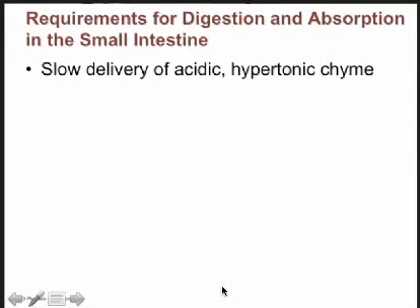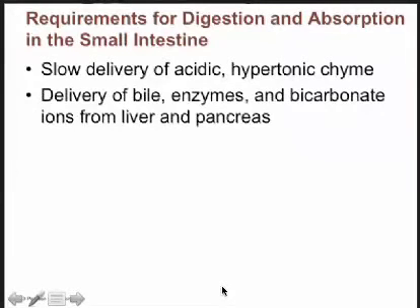Slow delivery of acidic hypertonic chyme and delivery of bile, enzymes, and bicarbonate ions from the liver and pancreas are then mixed in the duodenum, remember, as a result of the plicae circularis, which can undulate, the villi, which can undulate, and the peristaltic contractions of the small intestine. So we have to thoroughly mix all of these components in order for chemical digestion to occur at an appreciable rate. If we didn't do that, then the enzymes would just sit around and you would have minimal chemical breakdown of your food.